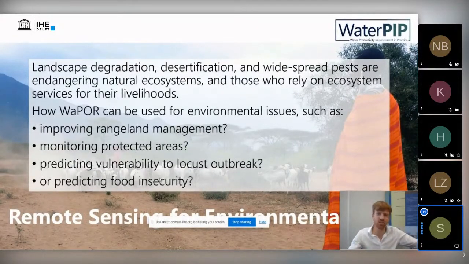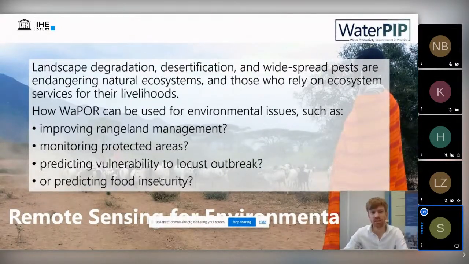And because a lot more is dependent on these natural ecosystems than only the ecosystems themselves, it's us as well, it's the livelihoods of people. We want to challenge you on how WaPOR can be used for environmental issues. Just looking at rangeland management, or the monitoring of protected areas, predicting vulnerability, locust outbreaks, or predicting food insecurity, like the example that Livia also gave in terms of the production in Somalia and the forecasts.